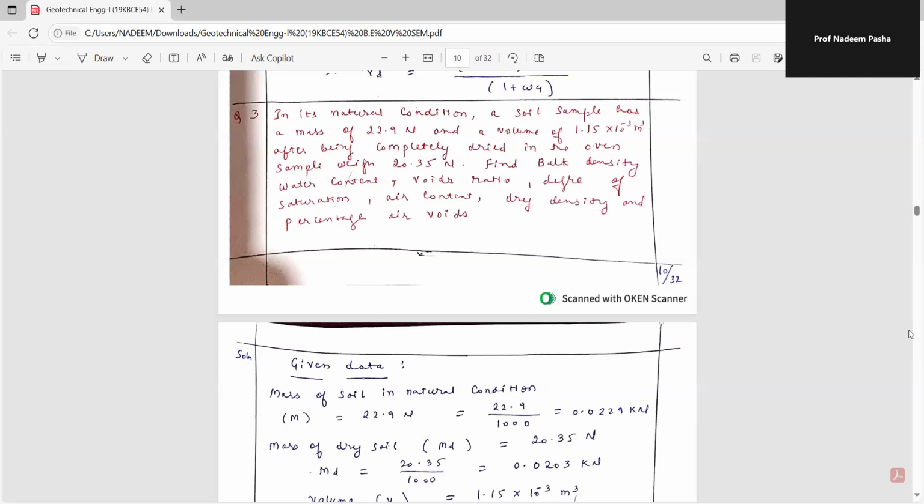The thumb rule is you should read it twice. So what it says, in its natural condition, a soil sample has a mass of 22.9 Newton.